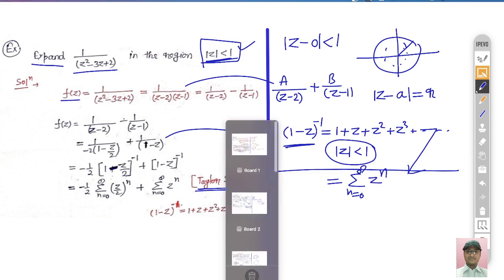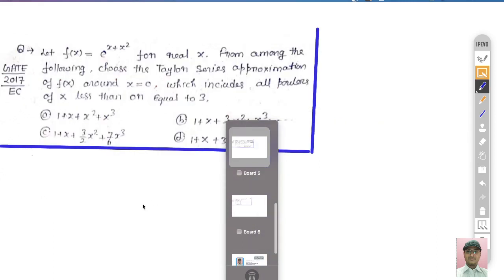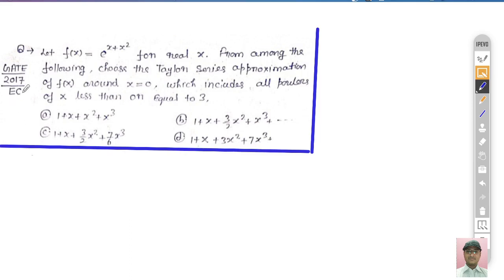So first I just take the first problem from GATE 2017, and this question was asked in the EC branch. It may be in any set, you can check here, there are 4 sets, so maybe in set number 1, set number 2, set number 3 or set number 4, right? So first you just see the question. What is the question? The question is, if f(x) is equal to e raised to the power x plus x² for real x, no problem. For real x, from among the following, choose the Taylor series approximation.